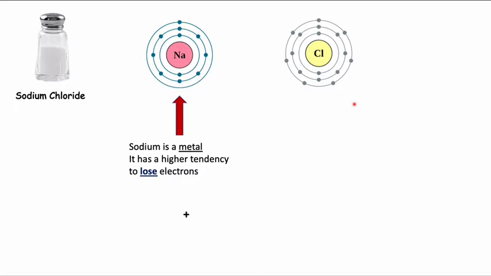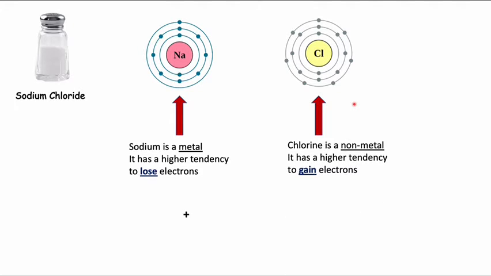It has a higher tendency to lose electrons, whereas chlorine is a non-metal. It has a higher tendency to gain electrons. So what type of bond do you think will form? If your answer was ionic bond, then you are correct. This electron will be transferred from sodium to chlorine.